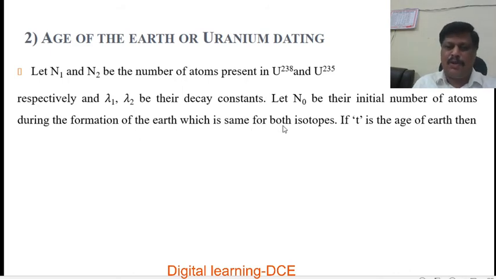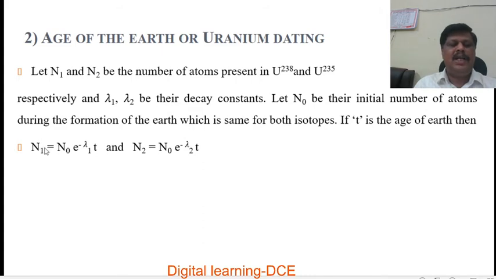If T is the age of the Earth, then we know that number of atoms present in the radioactive sample at any instant of time is given by N is equal to N naught e to the power of minus lambda T. So for uranium 238 it is N1 is equal to N naught e to the power of minus lambda 1 T, and for uranium 235 N2 is equal to N naught e to the power of minus lambda 2 T.